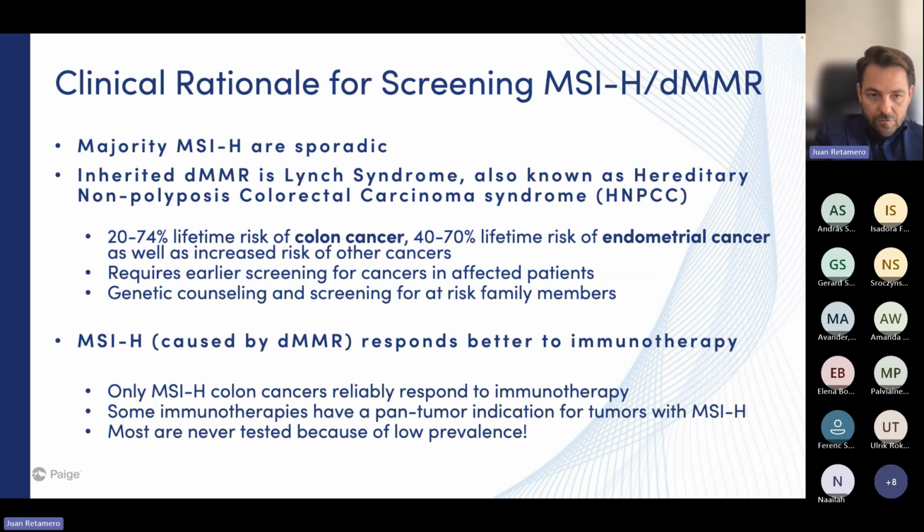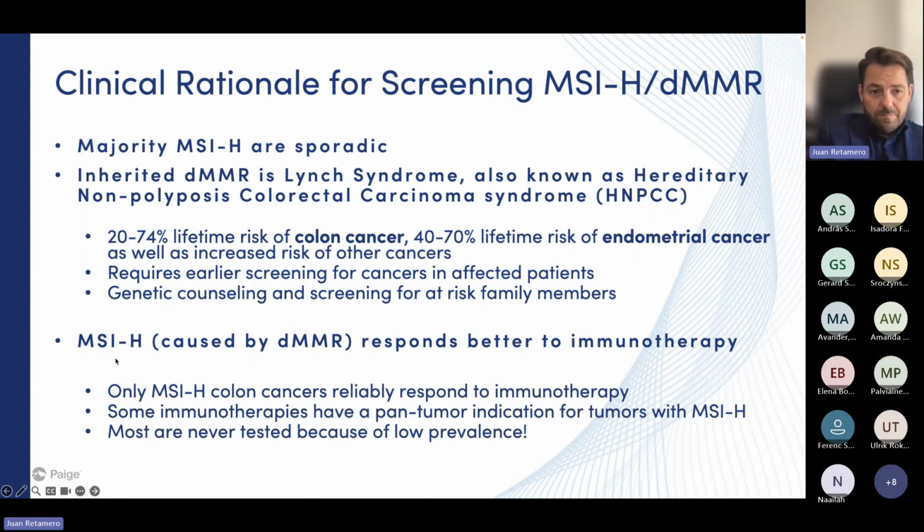Generally speaking, the majority of MSI high patients are sporadic, but there is also a subgroup of patients who present an inherited situation, which we call Lynch syndrome, also called hereditary non-polyposis colorectal carcinoma, which renders these patients far more likely to develop colon cancer, endometrial cancer, but also several other cancers, mainly in the GI tract, but also in other topographies in the body. And of course, because these patients are subject to an increased cancer risk, they need to be screened, and their families will need to go for genetic counseling, etc.